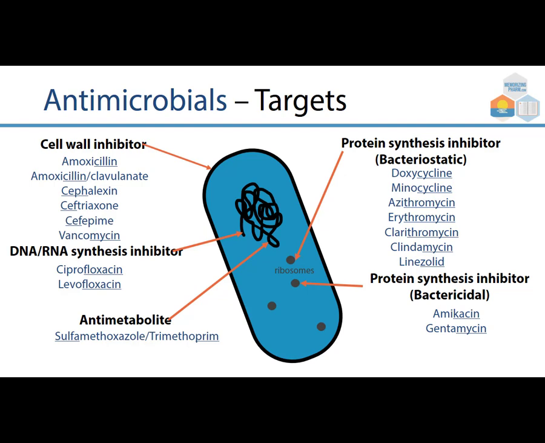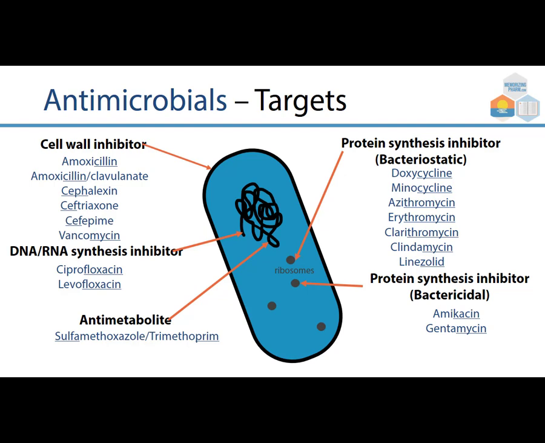DNA RNA synthesis inhibitors like ciprofloxacin and levofloxacin. These are the fluoroquinolones. An antimetabolite like sulfamethoxazole with trimethoprim affects folate, something we can take in through our food that bacteria can't. Protein synthesis inhibitors, so these are bacteriostatic: doxycycline and minocycline are both tetracyclines. Azithromycin, erythromycin, clarithromycin are all macrolides, then clindamycin and linezolid are in their own classes. But the idea is that these drugs don't kill the bacteria, but they keep them from replicating. The immune system can come in and have a fighting chance.